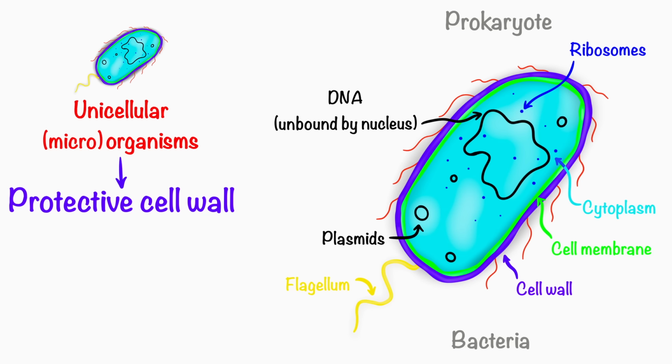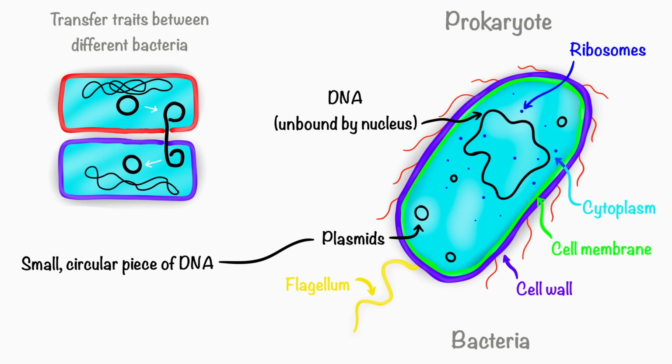Therefore, they evolved with a cell wall that acts almost like a shield to protect them from their environment. Additionally, bacteria have small circular pieces of DNA called plasmids. These provide a convenient, easy way to transfer useful genetic traits between different bacteria. Finally, bacterial cells also have a subcellular structure called the flagellum. This looks almost like a tail and gives them the ability to swim and navigate through their surroundings.